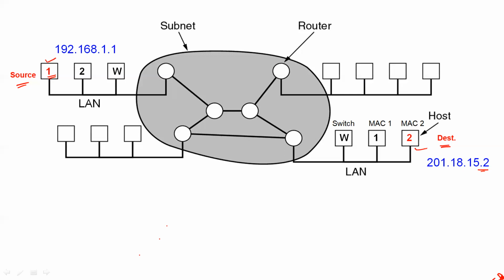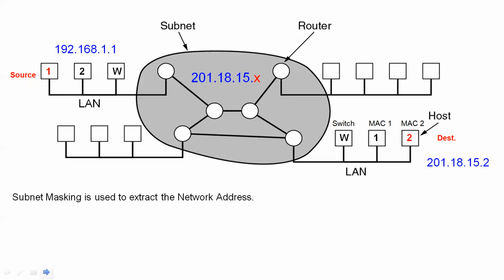The router will receive that packet. It will extract only the network address. See what happens: the router extracts only the destination network, and it is extracted using subnet masking. Using subnet masking, the network address is extracted by the routers. Now the router will come to know that the destination network is 201.18.15. For this network, it will find the shortest path and somehow the packets will reach this switch.